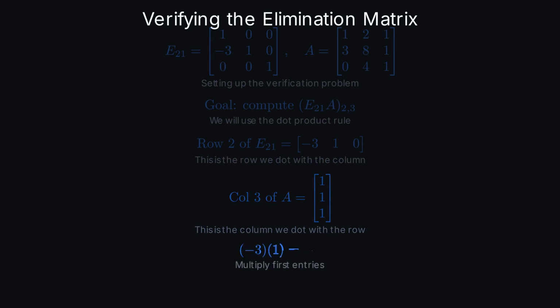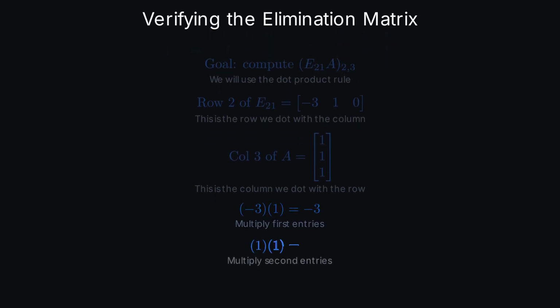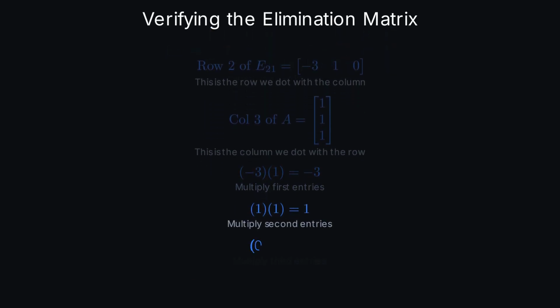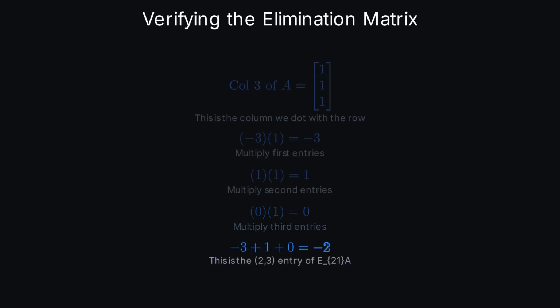Now we multiply term by term. -3 times 1 equals -3. Then 1 times 1 equals 1. Then 0 times 1 equals 0. Accumulating these, we get -3 plus 1 plus 0, which equals -2.